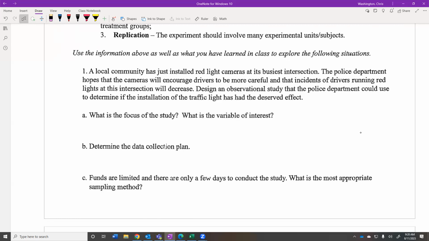Do you think it would be best to do this with an observational study or with an experiment? Can we control who goes through the red light? No, not really. Can we put them in groups? Like these 20 cars are going to go through the intersection with the red light camera, and these other 20 cars are going to go through without a red light camera. Well, we probably can't do that. So an observational study would be best in this case.